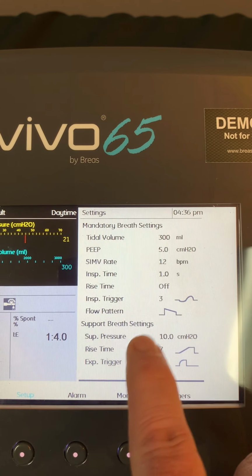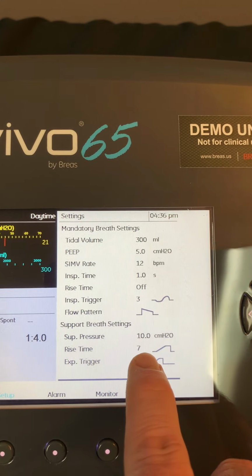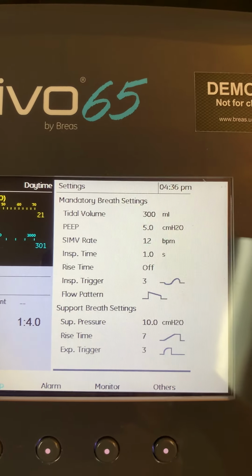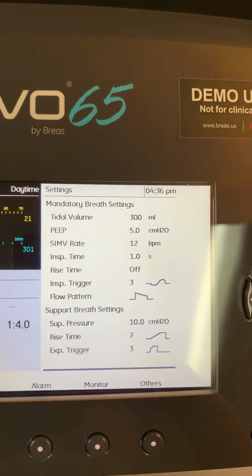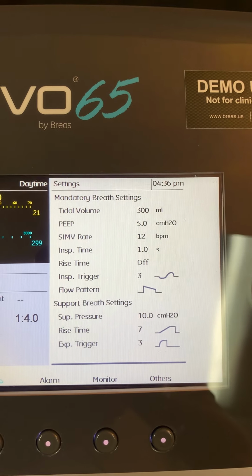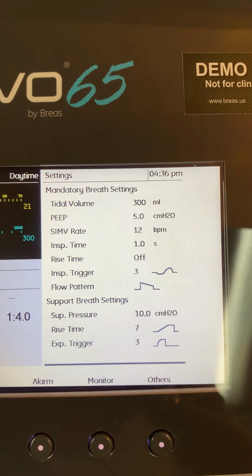My support settings currently are a pressure support of 10, a rise time of 7, and I've got an expiratory trigger of 3. So let's talk about some of the special things within the volume SIMV settings that are important to know.